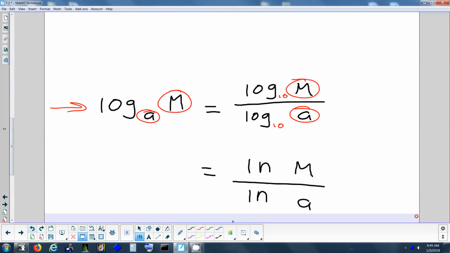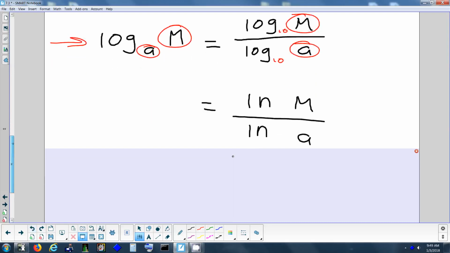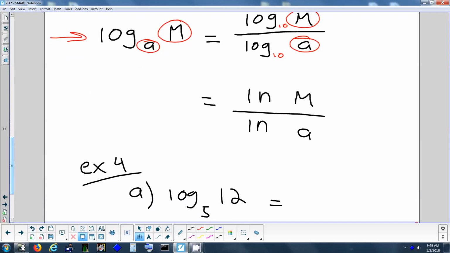It turns out if you wanted, you could do it with ln's as well. I would just pick one of those two to remember. Either the top one or the bottom one. That works out exactly the same. There's no difference. Okay, so now we should be able to figure out how to type in a base other than 10 or e. Okay, you have to type it in as a fraction.